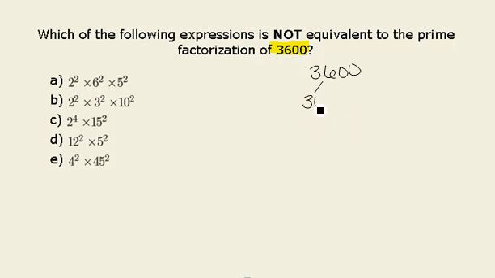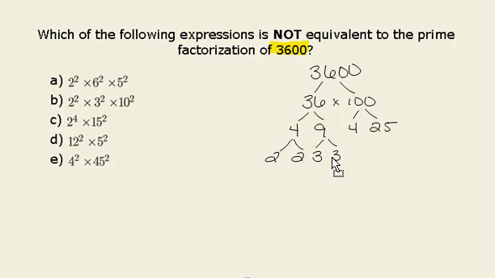One way we could do this is recognize that 3600 is 36 times 100. Further breaking down 36 into its prime factors, 36 is 4 times 9, and 100 is 4 times 25. None of our numbers are prime yet, so we continue to break it down. 4 is 2 times 2, 9 is 3 times 3, 4 is again 2 times 2, and 25 is 5 times 5.